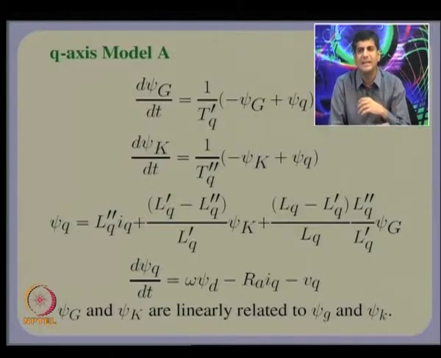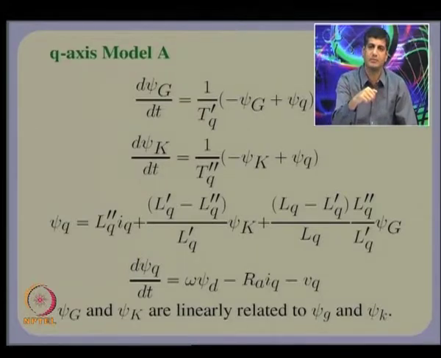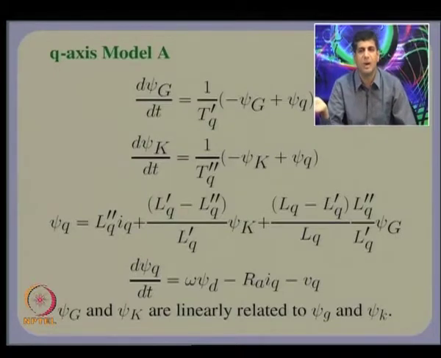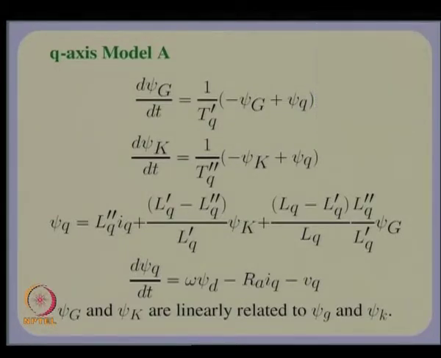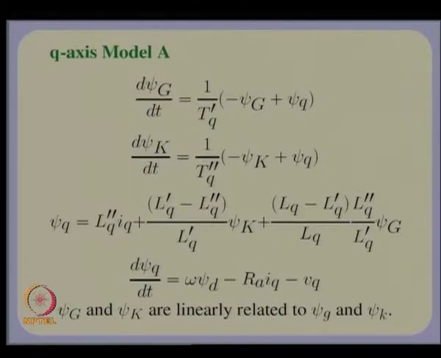In fact, psi uppercase g and psi uppercase k are states which are related to psi lowercase g and psi lowercase k, but unless we are really interested in knowing the fluxes through the damper winding, or the currents through the damper winding for that matter, it is okay to use this model. So, psi q is of course as before, the flux through the q axis winding, but psi uppercase g and psi uppercase k are related to psi lowercase g and psi lowercase k, and it is difficult to assign a physical meaning to them.